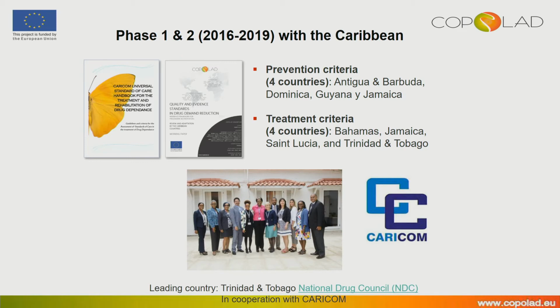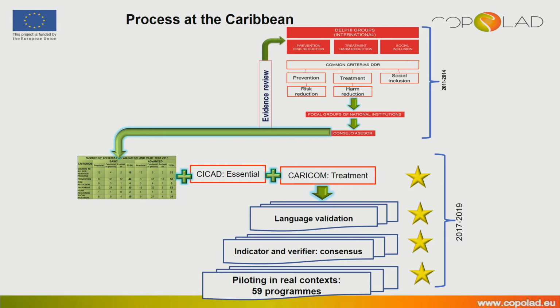In the second phase of COPOLAD, starting in 2016, the Caribbean countries came into the project, and we were sharing with them what we had produced along with the Latin American countries. They already had some common standards on treatment developed in the Caribbean. They thought that it would be good for them to join our process, so they joined at the beginning of 2016, and they did the translation, language validation, and also indicators and verified consensus, and the piloting.